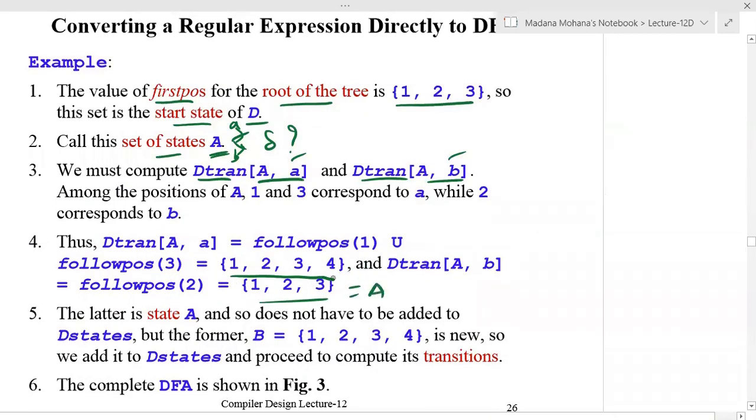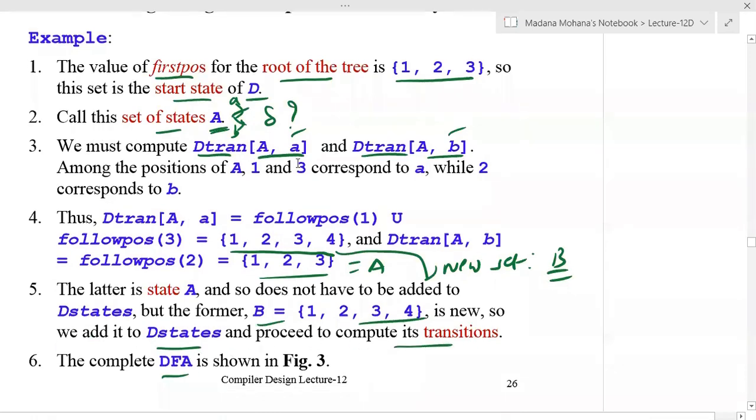This is same as A. Now this is a new set. Assume it as B. So B equal to 1, 2, 3, 4 is new. So we add it to D states and proceed to compute its transitions. Now the final DFA is shown below.